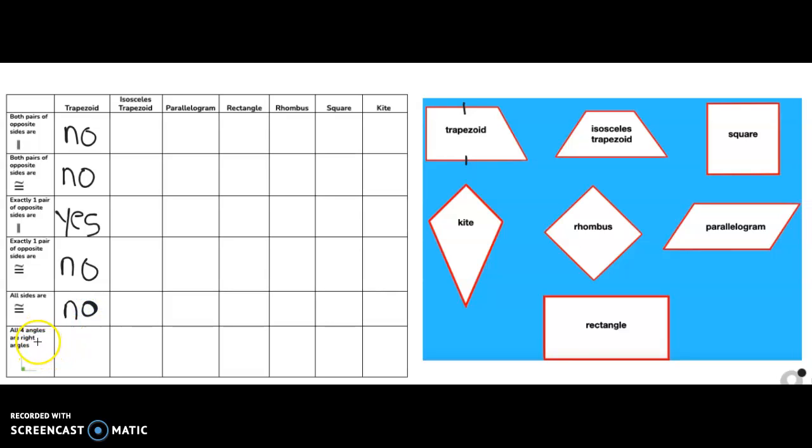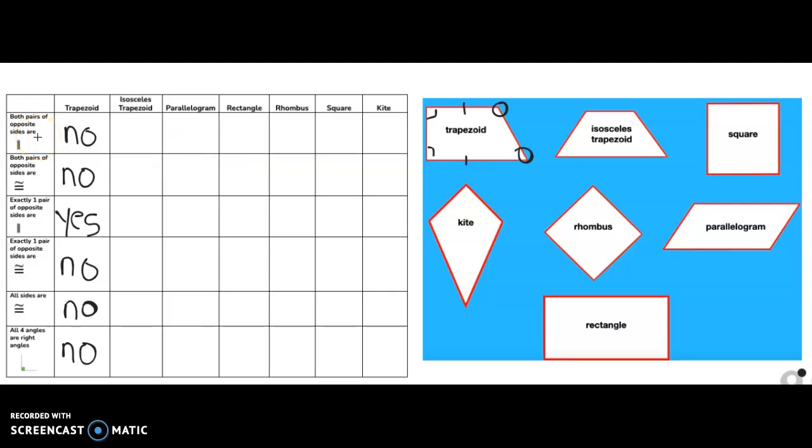And all four angles are right angles. While in this shape, I see a right angle right here, and I see one right here, but not in this part and not at this corner. So the answer for this one is no. Let's move on to the isosceles trapezoid. That is this shape right here.